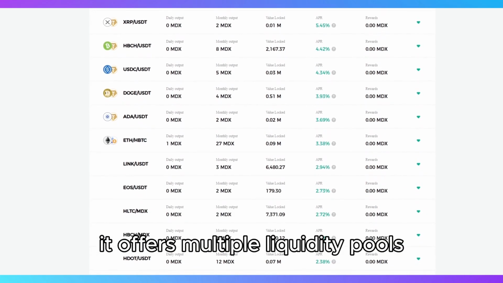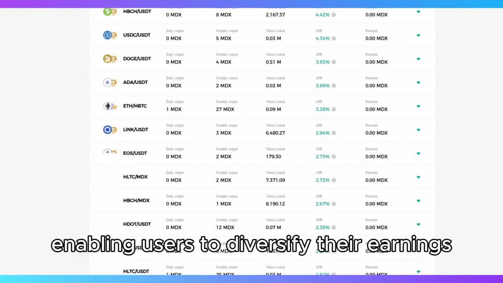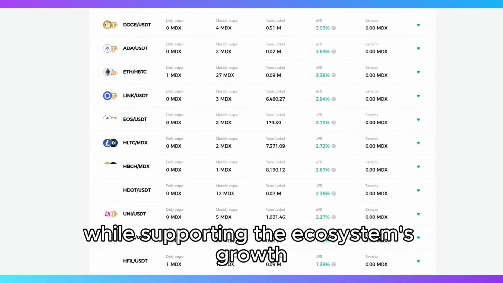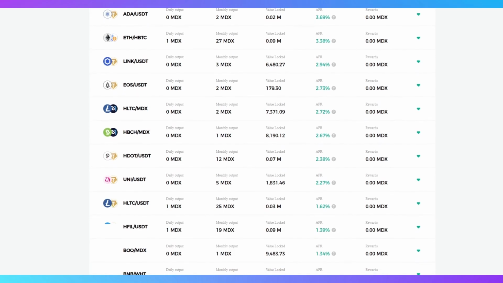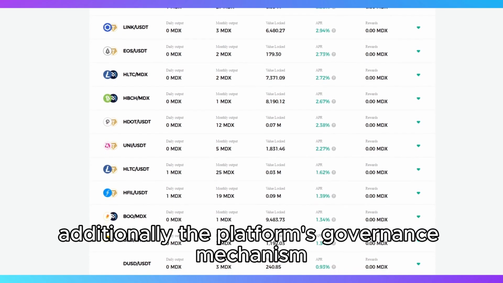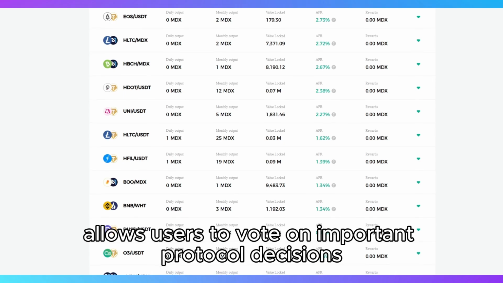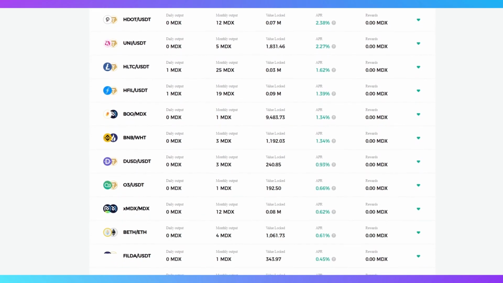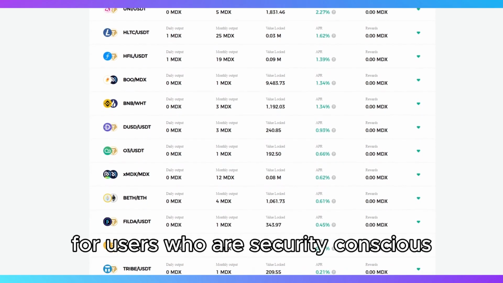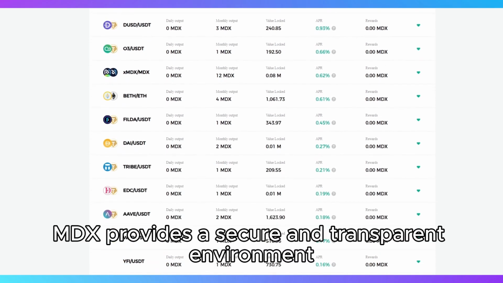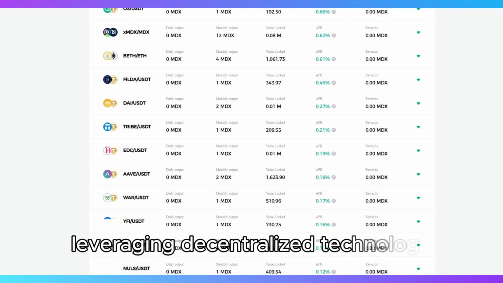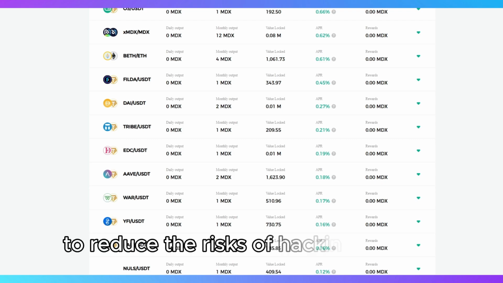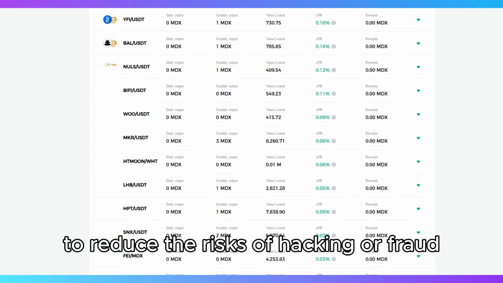It offers multiple liquidity pools, enabling users to diversify their earnings while supporting the ecosystem's growth. Additionally, the platform's governance mechanism allows users to vote on important protocol decisions, giving them a sense of ownership and control. For users who are security conscious, MDEX provides a secure and transparent environment, leveraging decentralized technology to reduce the risks of hacking or fraud.